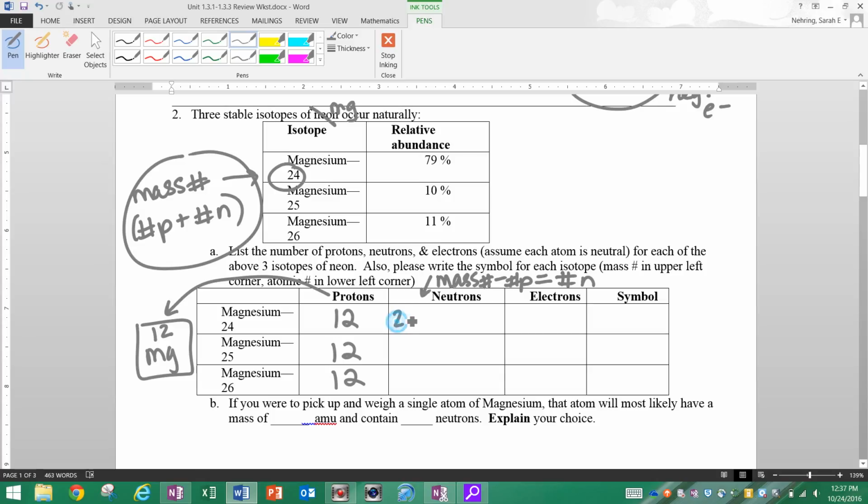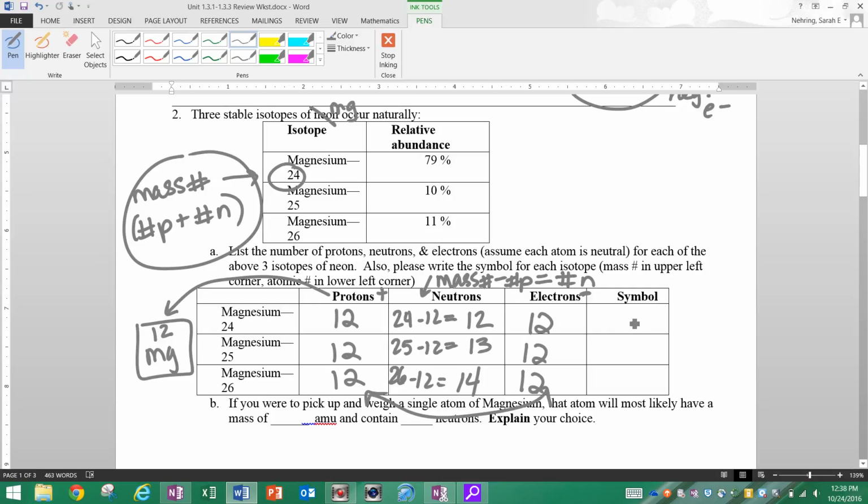Okay, so this is going to be 24 minus 12. It's got 12 neutrons. This is 25 minus 12, so 13. 26 minus 12 is 14. So those are our numbers of neutrons, and then the electrons are always equal to the number of protons. Running out of room here, but electrons are equal. These two guys are equal to each other. And the reason why is because protons are positive, electrons are negative, and we know that atoms are neutral. Okay, so in a neutral atom, protons have to equal your electrons. So your positives need to equal your negatives.